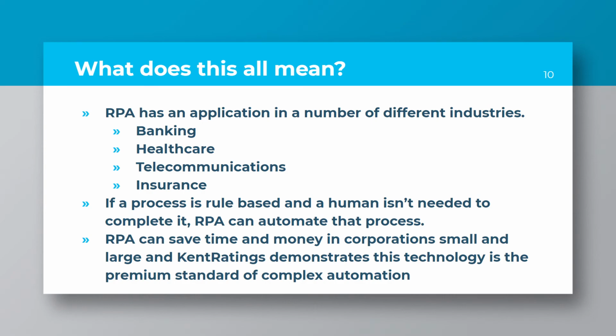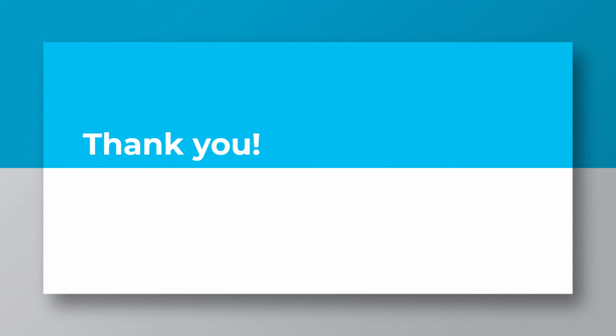If a process is rule-based and a human isn't needed to complete it, RPA can automate that process. RPA can save time and money in corporations small and large, and Kent Ratings demonstrates this technology is the premium standard of complex automation. That's the end of my presentation.